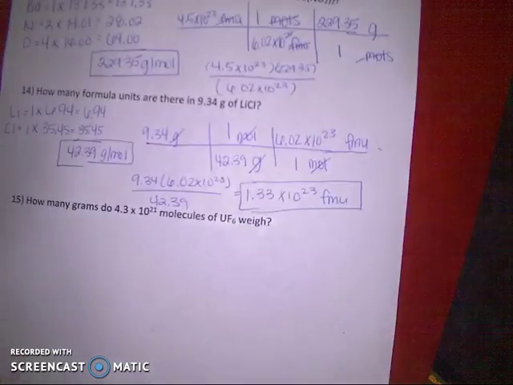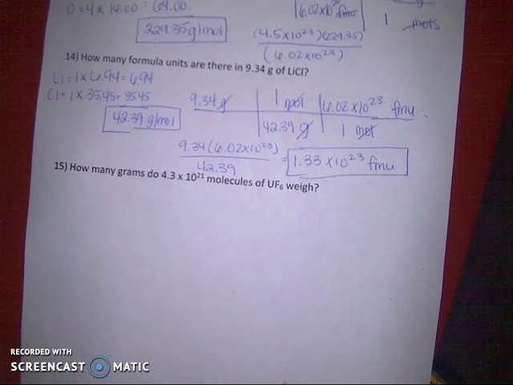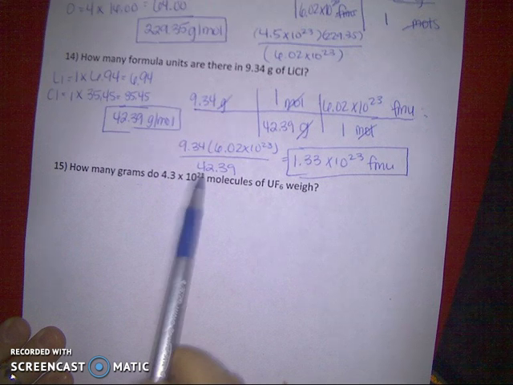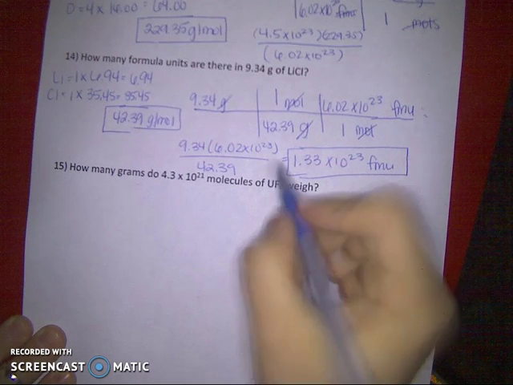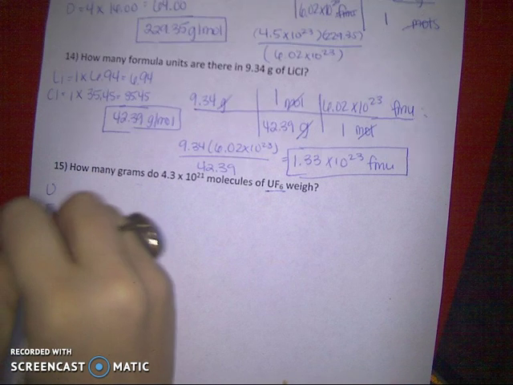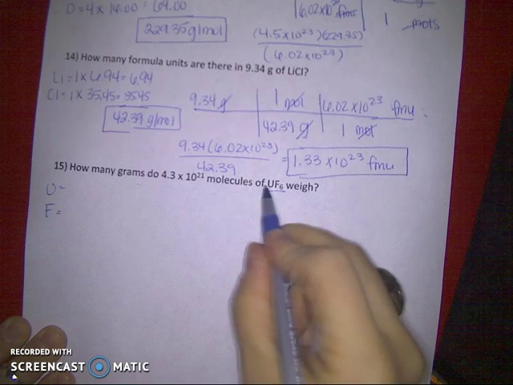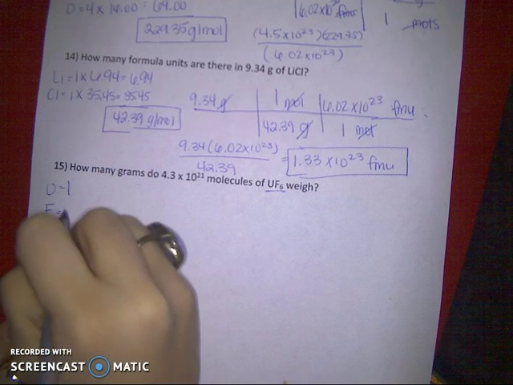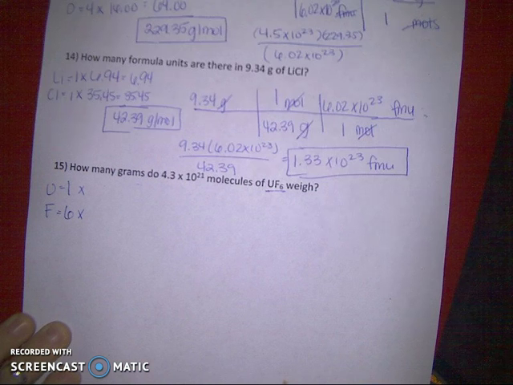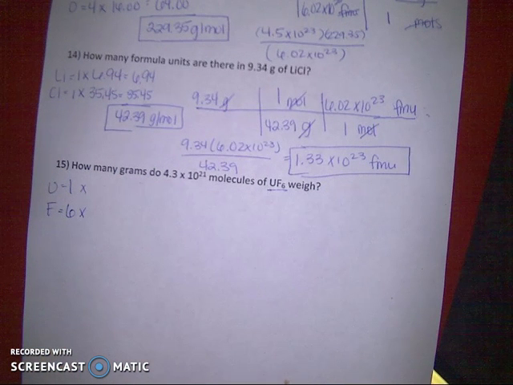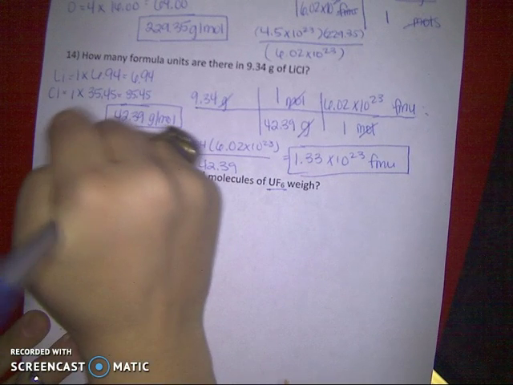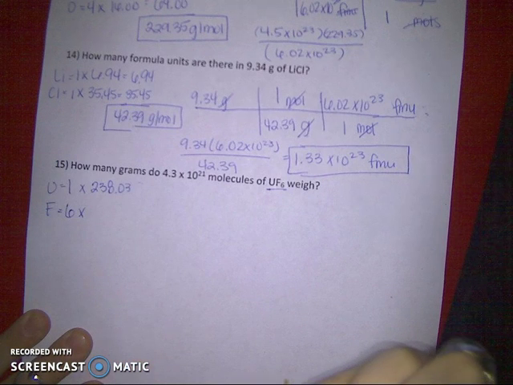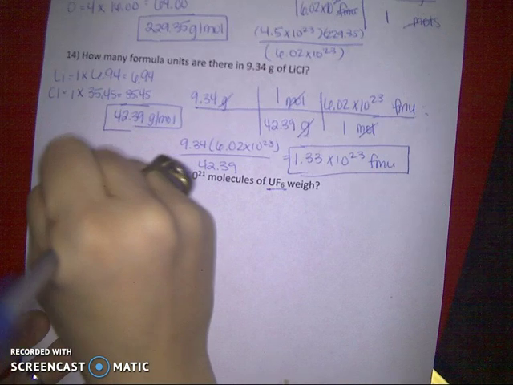Okay, last problem. All right, so we have how many grams do 4.3 times 10 to the 21 molecules of UF6 weigh? UF6 is a compound, so break it down into its elements. 1 U, because there's no subscript. 6 F's, because it has a subscript of 6. Go to your periodic table. Find U. U is going to be in the very bottom of it. It's element 92. And it has an atomic mass of 238.03. So you're going to write that down. 238.03. And fluorine is element number 9, and it has an atomic mass of 19.00.